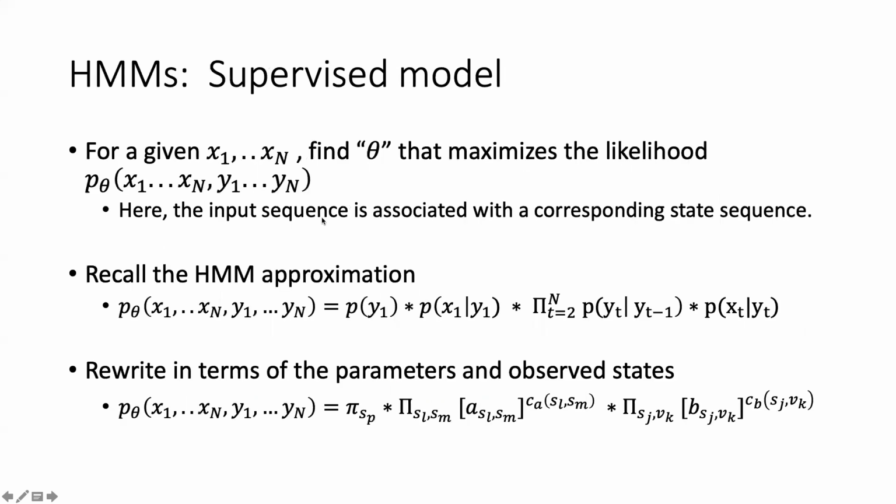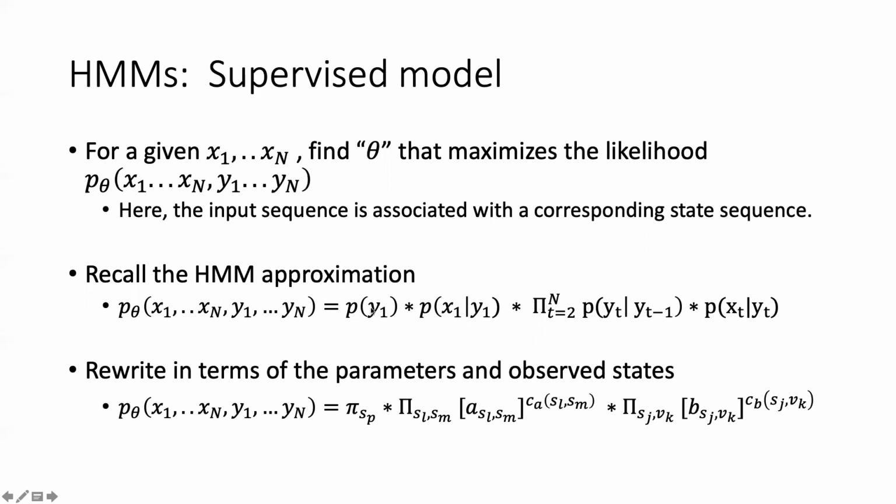Let's first consider the supervised approach. In supervised training, we have access to the labeled data. So the input sequence is associated with the corresponding state sequence. Recall that the joint distribution is expressed by factorizing it in terms of initial probability, transition probabilities, and then emission probabilities. We can rewrite this expression since the labeled data is available.